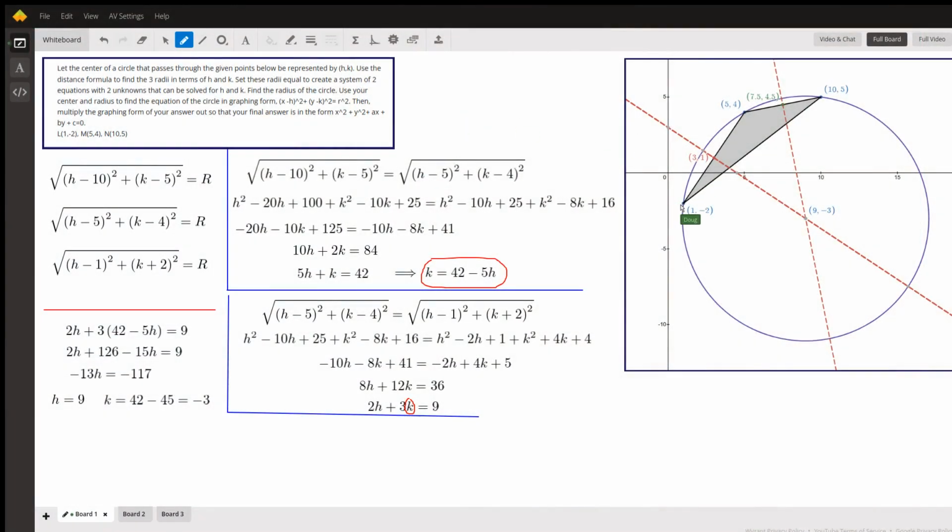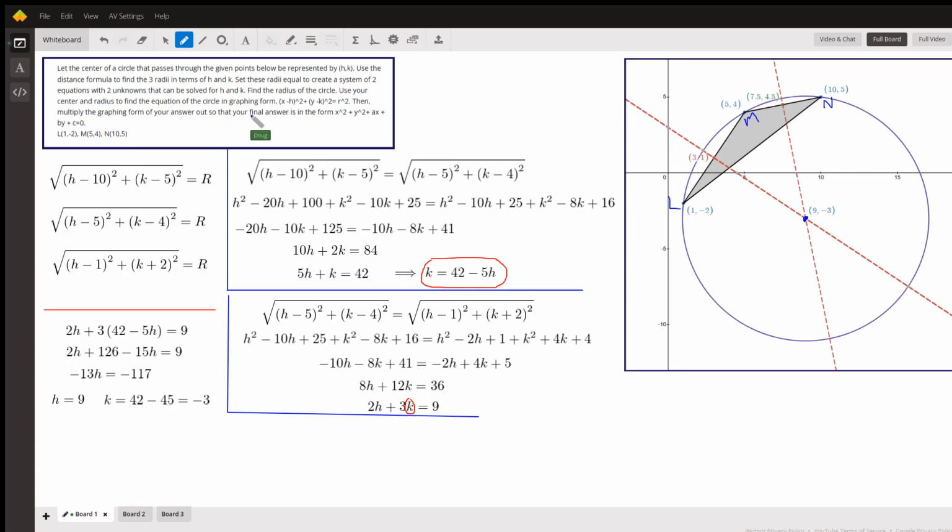Okay, you've got these 3 points in the coordinate plane. This is actually point L here, (1, -2). (5, 4) is M. (10, 5) is N. We want to find the circumcenter, which is the center of the circle that passes through all 3 of those points.